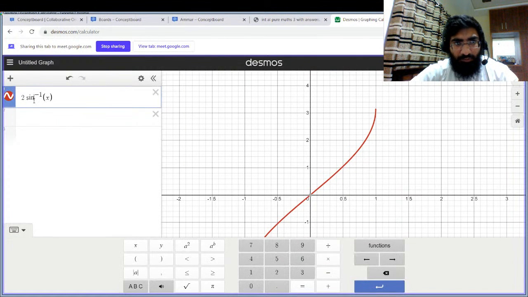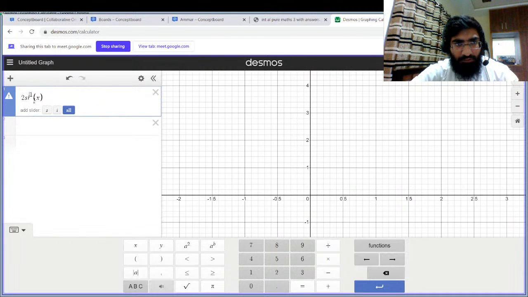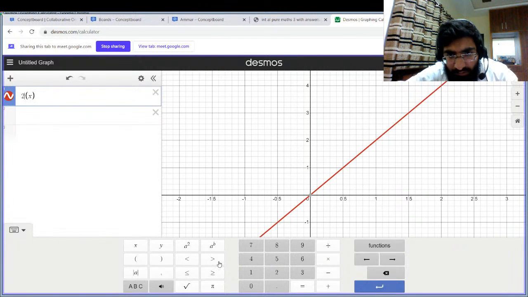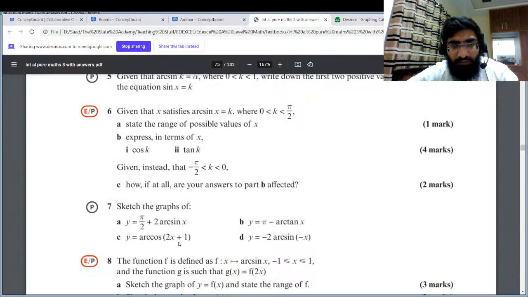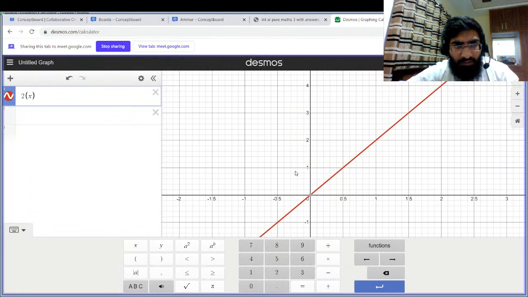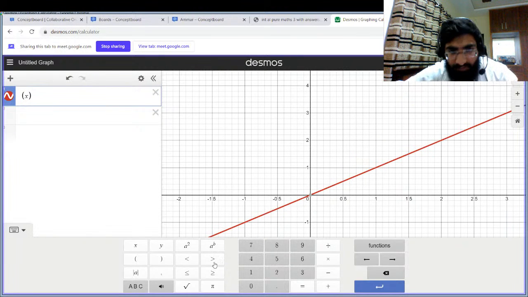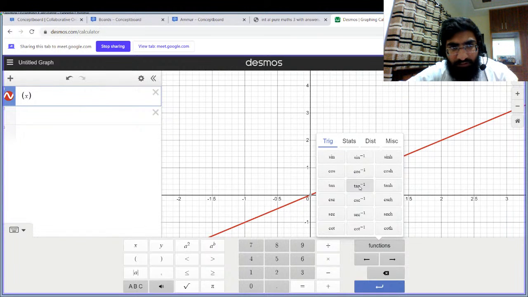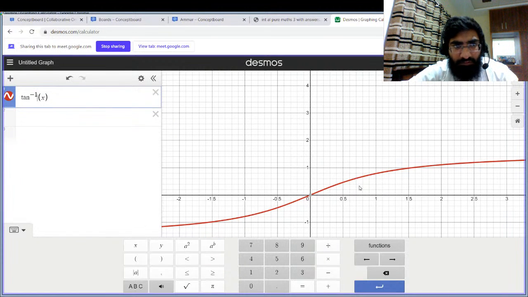Do you have the book open? No. If you could please open it. Otherwise, let me. Okay, thank you. We are on page 75 of the PDF. 2 times tan inverse. The next one that I want to do is tan inverse of x. So function tan inverse of x. This is what it looks like.